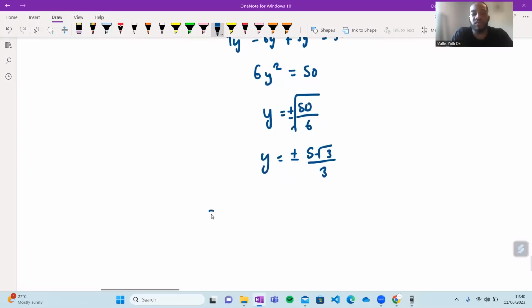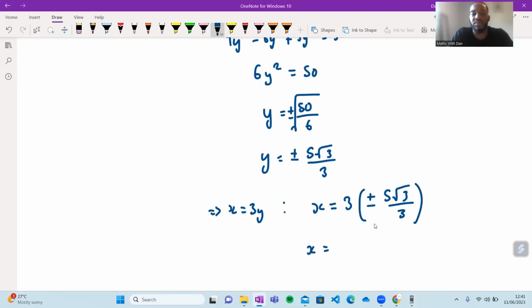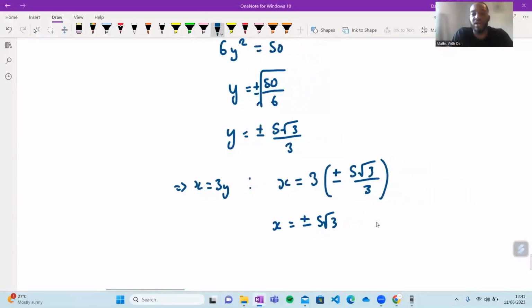Now remember, x was equal to 3y. So what does this mean? That just means that x is going to equal 3 times the plus or minus of 5 root 3 over 3. So x simplifies to, the 3s cancel, plus or minus 5 root 3. So x is equal to plus or minus 5 root 3. And y is equal to plus or minus 5 root 3 over 3. Is that clear? Yeah, good stuff. So now we've got our values for x and y.